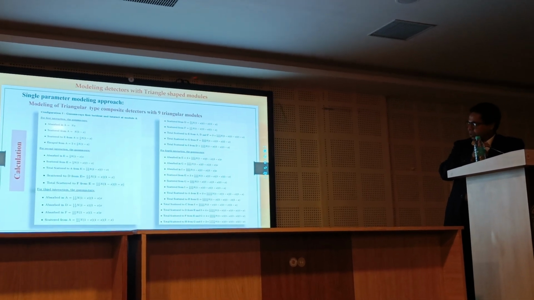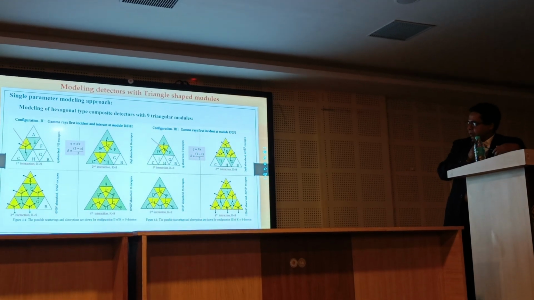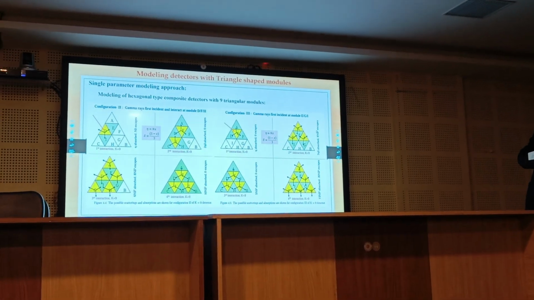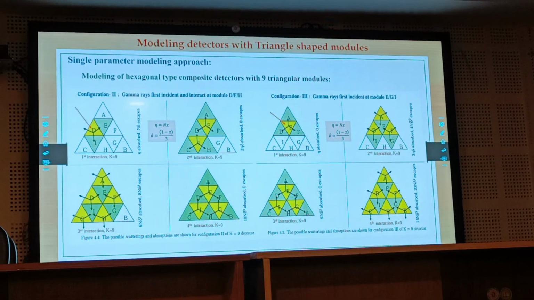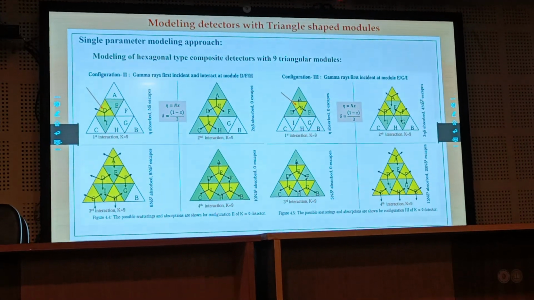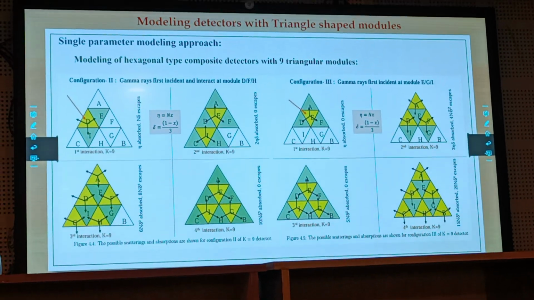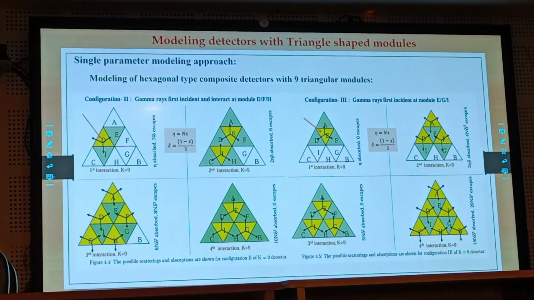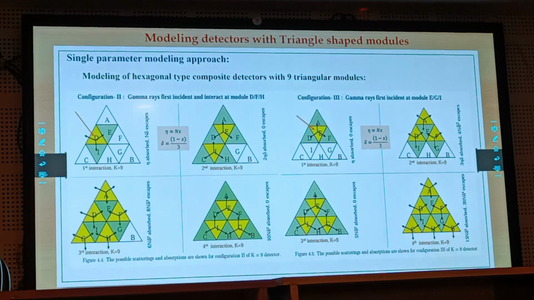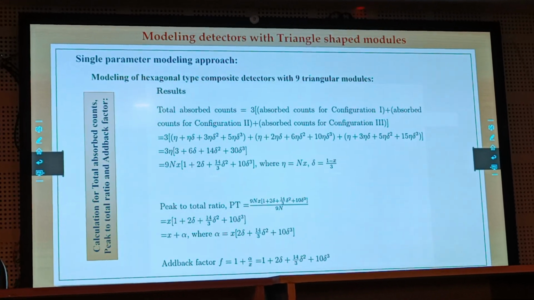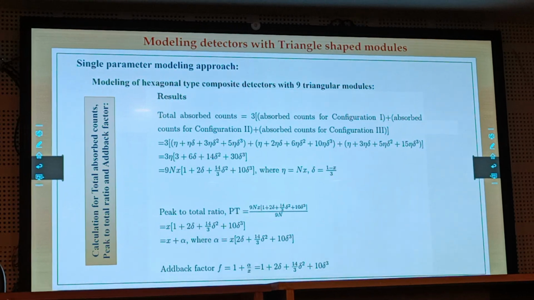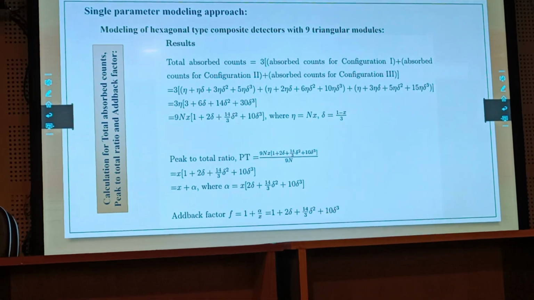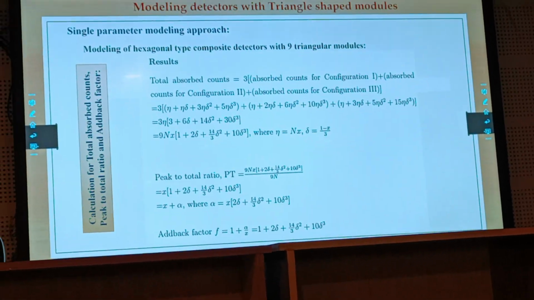So we considered only up to fourth interactions, and these are the pictorial representations of the two other configurations, when the gamma ray first interacts with module D, and here the gamma ray first interacts with module E. And subsequently, there will be similar calculations for each of these two configurations, but here we skipped the detailed calculations. And the final result calculations we have shown here: the total absorbed counts, peak to total ratio and add-back factors.